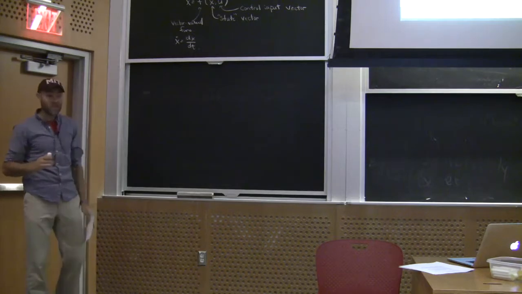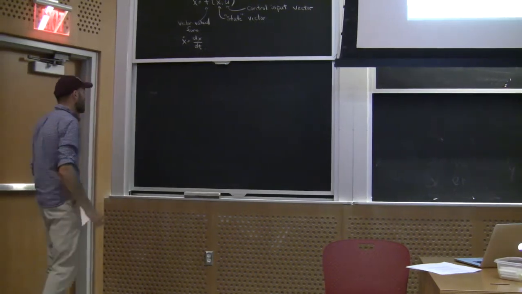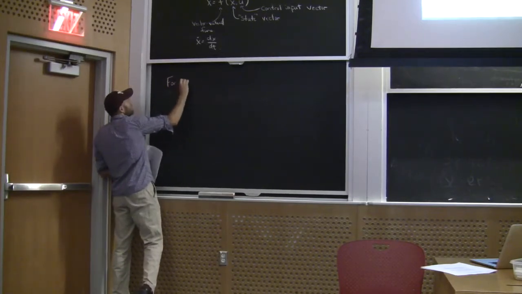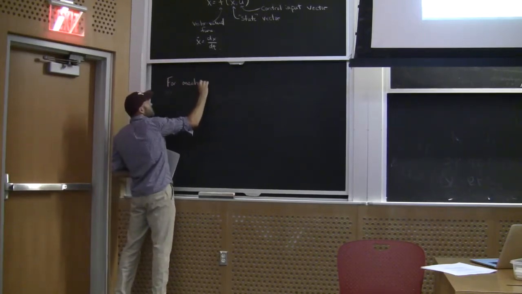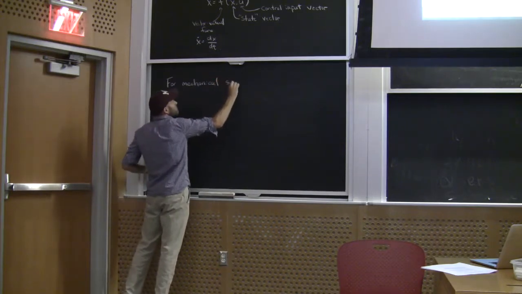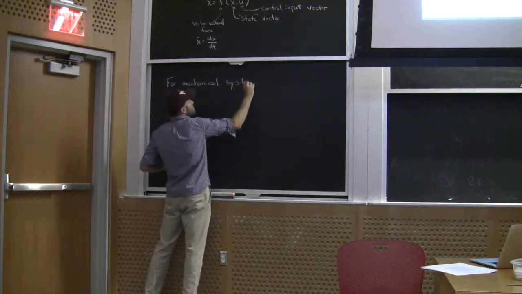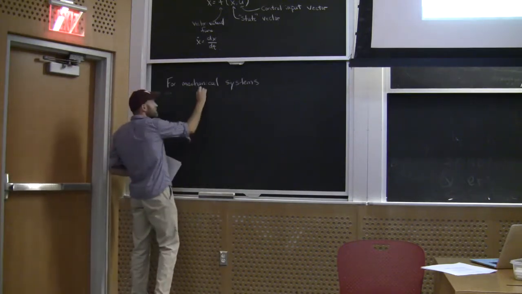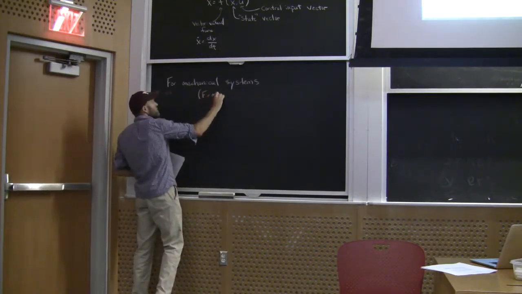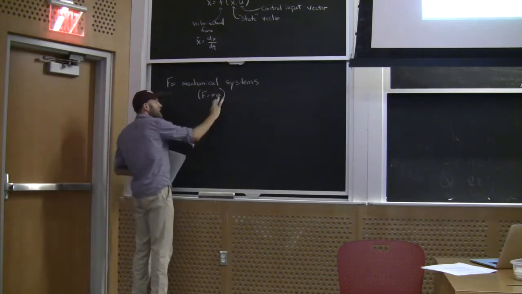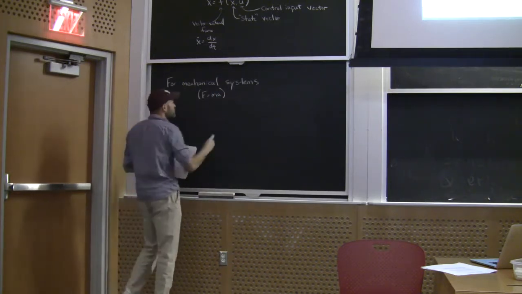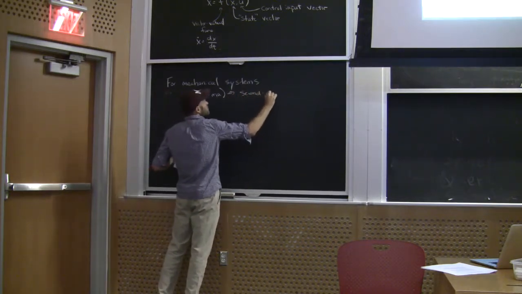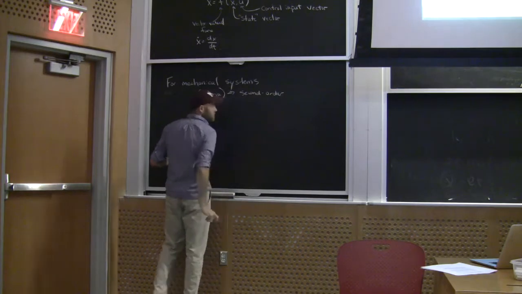Now, essentially every system that we care about in class is going to be a mechanical system. And those have extra structure. Okay? For mechanical systems, we know F equals ma. That implies to me that these things are second order systems. Okay? At least.